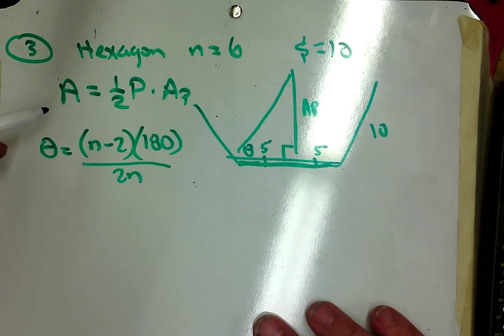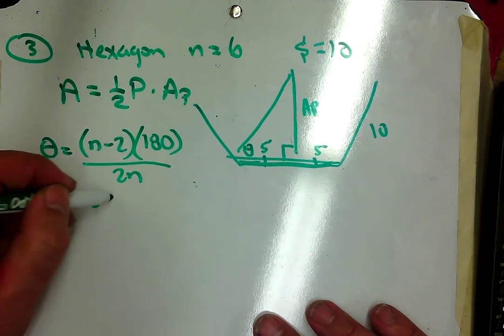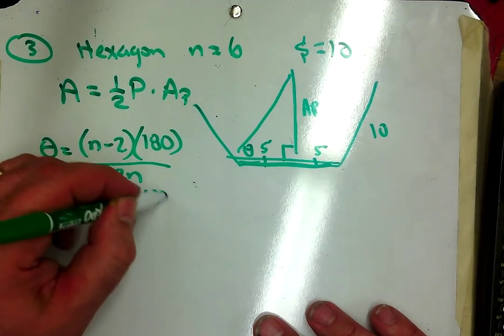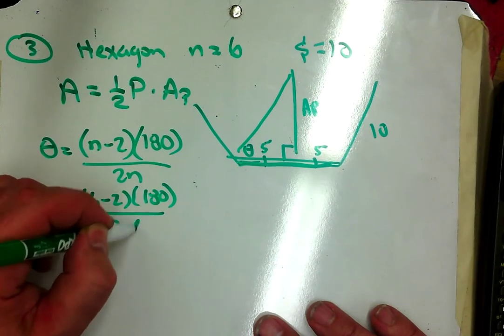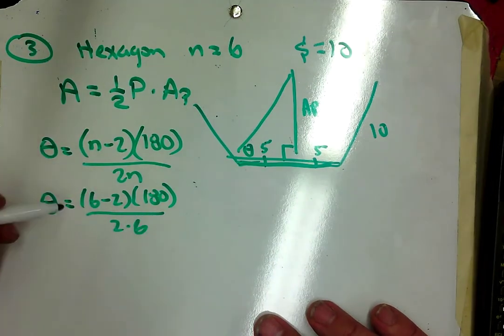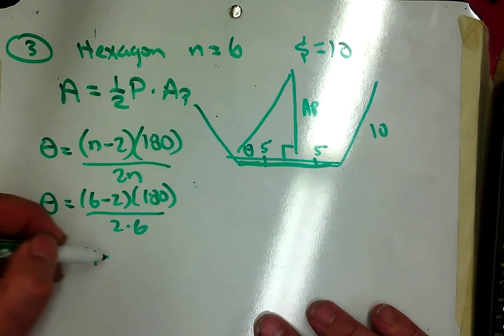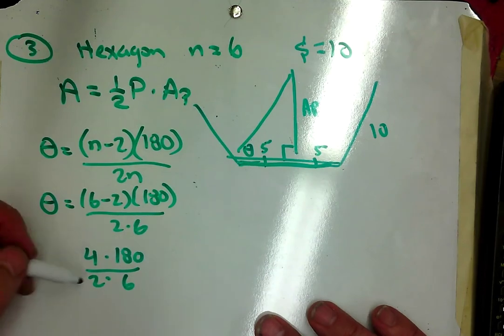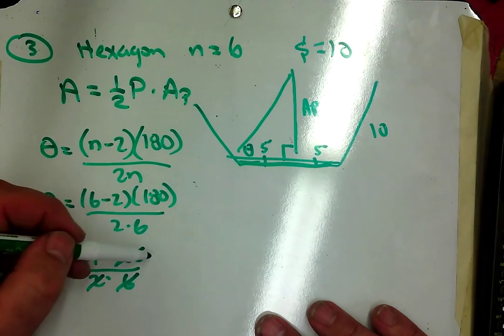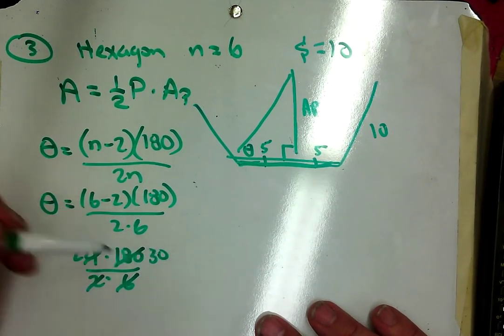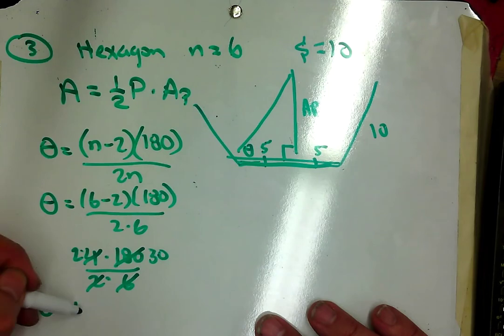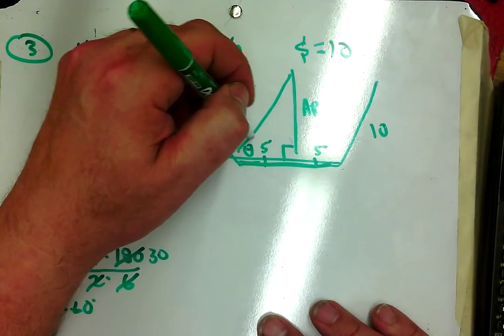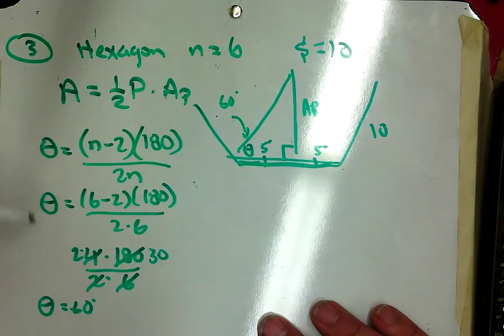So let's see what that would be for a hexagon. N is 6 for a hexagon. So theta equals 6 minus 2 times 180 over 2 times 6. Well, I can do some canceling and simplifying. 4 times 180 over 2 times 6. 2 goes into 4 twice. 6 goes into 180 30 times. 2 times 30. I get that theta equals 60 degrees. So this theta is 60 degrees.